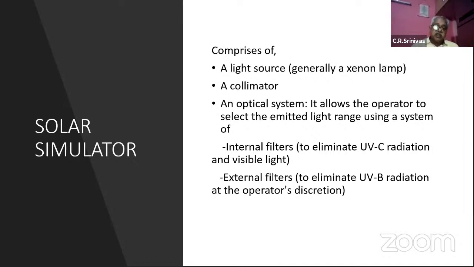Then what we use is a solar simulator. A solar simulator is cheaper and relatively easier to manage than a monochromator. Here also the source is the xenon arc lamp. The spectrum matches that of the sun, so sunlight-like light is emitted. It comes out through a small aperture.